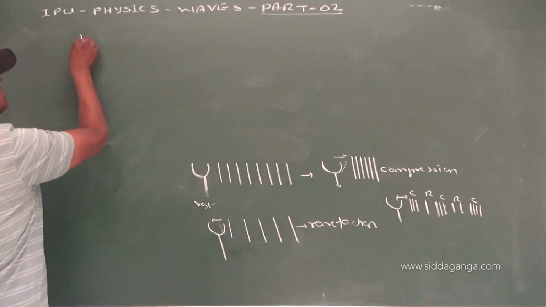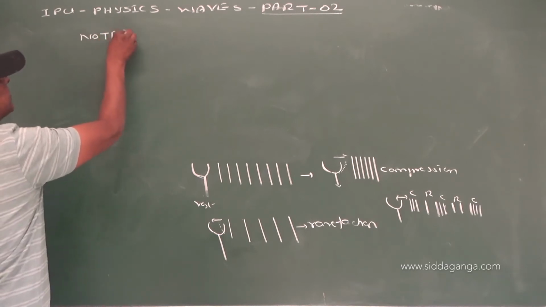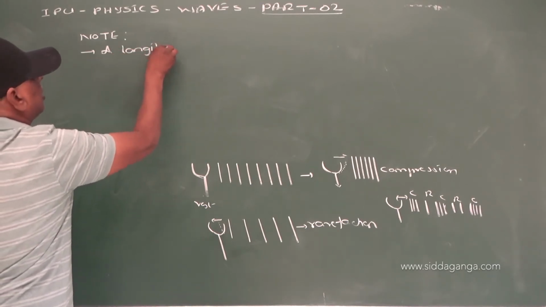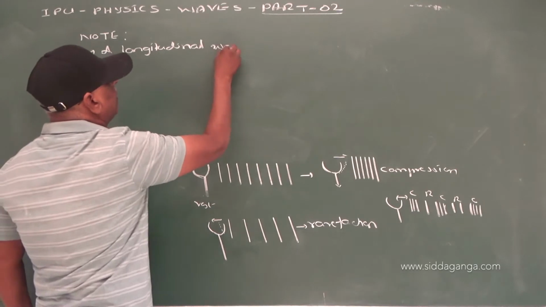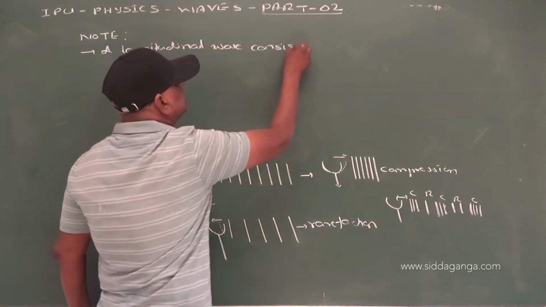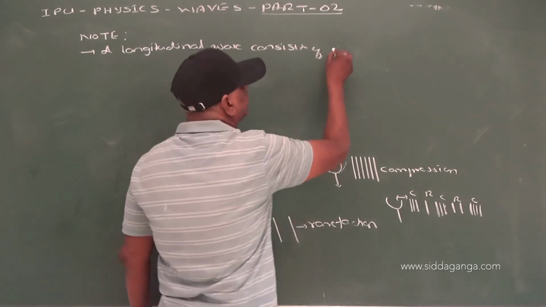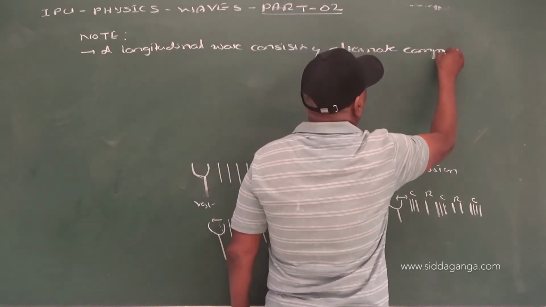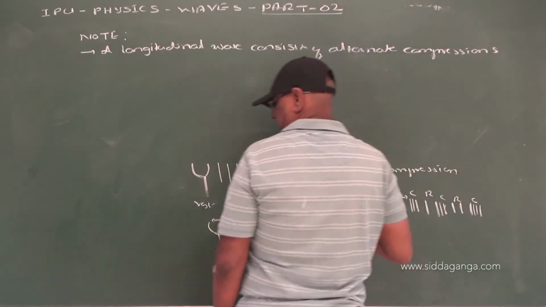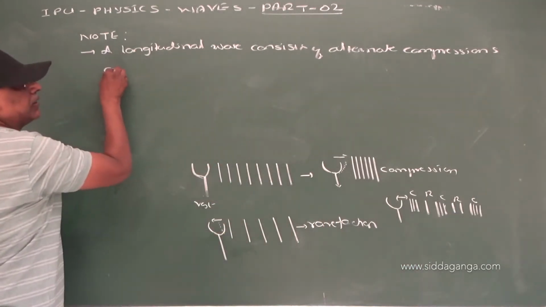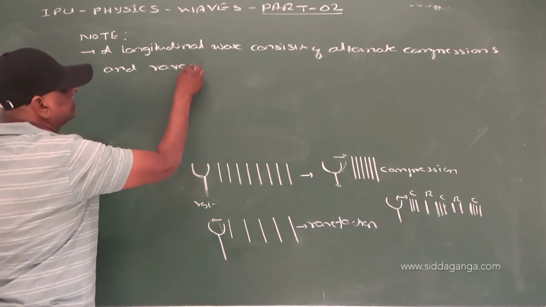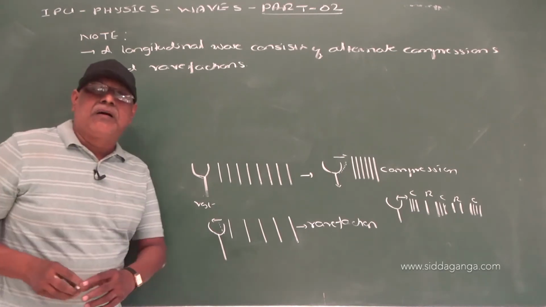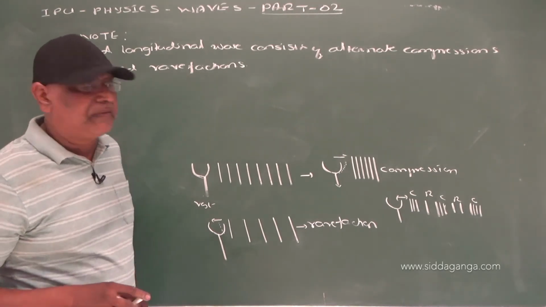So now we'll discuss some points. Note, one is that a longitudinal wave consists of alternate compressions and rarefactions. They are vibrating along the direction of propagation of the wave.